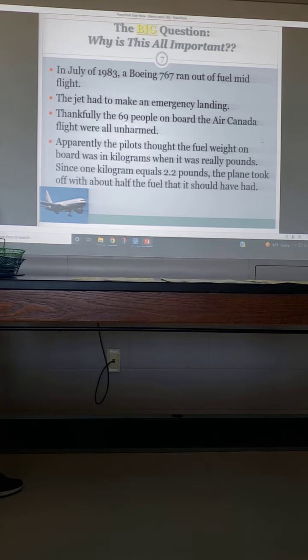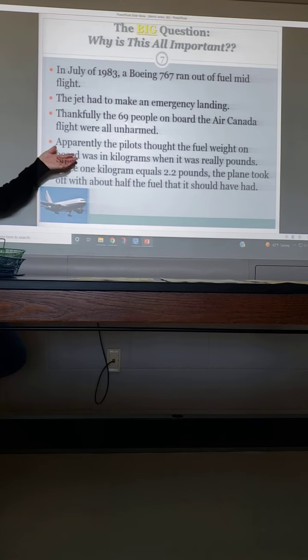But apparently the pilots thought the fuel on board was weighed in kilograms when it was really in pounds. And you would assume that it was kilograms because it's an Air Canada flight. Canada uses the metric system. And so since every 1 kilogram is 2.2 pounds, the plane took off with about half of the fuel that they thought they had. That's a problem, a big problem. And so, you know, we're the ones that are the oddballs. We're the ones that use the U.S. customary system when the rest of the world uses the metric. So because of that, I feel like it's kind of our responsibility to always be the one to be very clear on what we're using.